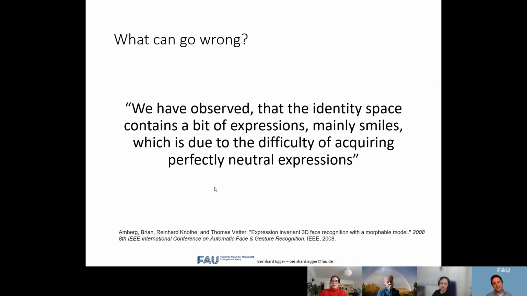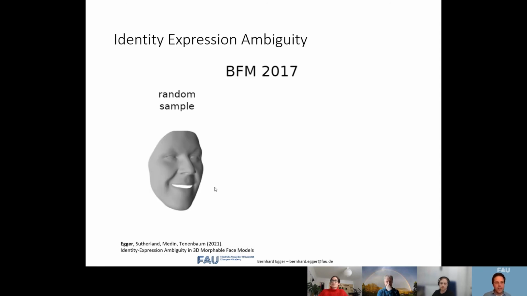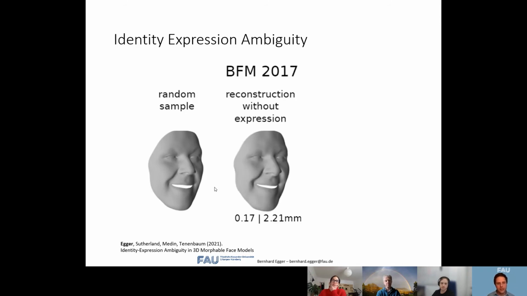What we then basically did is we investigated how far this ambiguity goes. So what we did is we generated a random sample from our model. So this random sample is random identity, random facial expression. And we tried to reconstruct this random sample with only the identity model. So this is the reconstruction where we don't change the expression parameters at all. It's the reconstruction of the random sample you see on the left with solely the identity model.